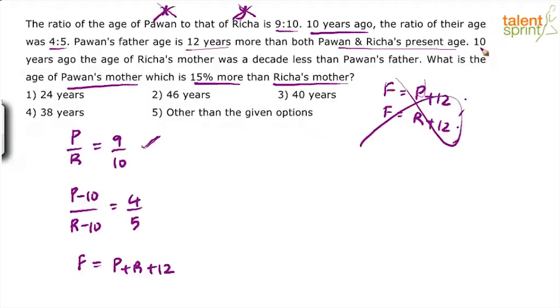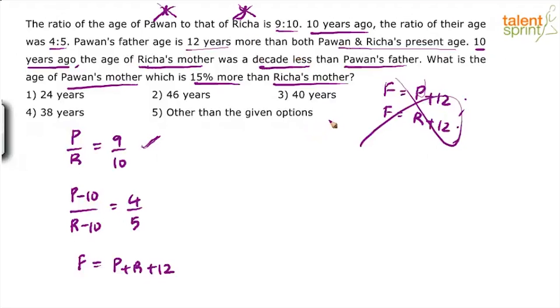The next statement says 10 years ago, the age of Richa's mother was a decade less than Pawan's father. Now this statement is again very important. 10 years ago, you go back 10 years. The age of Richa's mother was a decade less than Pawan's father. Now understand, guys, instead of framing the equation for 10 years ago, you must be smart enough to understand that whatever was the situation 10 years ago, the same would continue even today in terms of the difference in their ages. Are you able to follow?